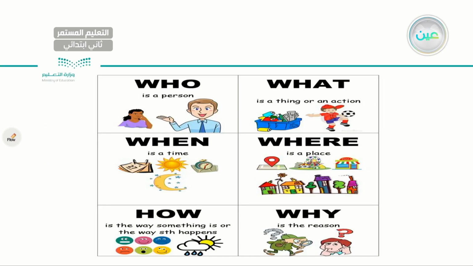Here are all the WH words that we covered. Who is used for a person. When is used whenever we need to know about the time. How is for the way something happens. I use what for a thing or an action. As for where, we use where to ask about a place, and why is often used to know the reason of something. Okay, these are all the WH words that we might get.